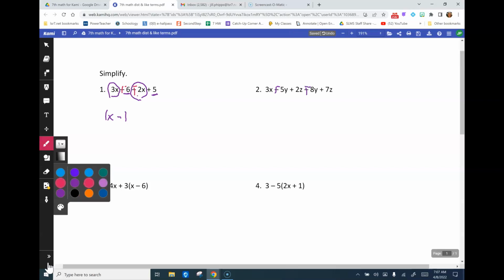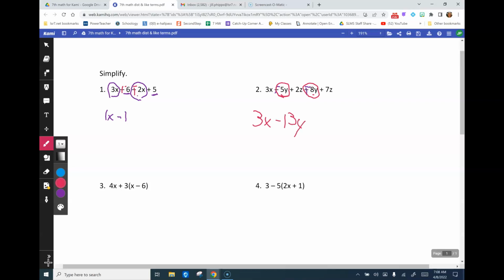Now we're going to indicate which ones are like terms. So I'm going to go with 3x. Do I have a like term with 3x? I don't. Okay, there is no like term with 3x, so I just write that one down. Okay, now I go to negative 5y. Do I have a like term with that one? Yeah, right here. Negative 8. So a negative 5 and a negative 8 would give me negative 13y.